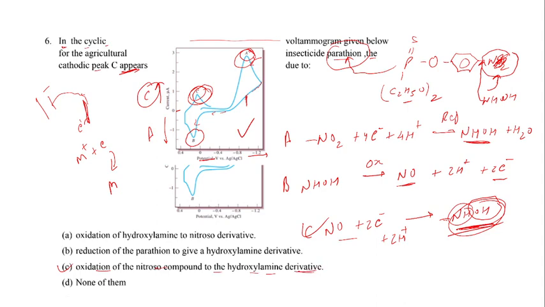So see, oxidation of hydroxyl to nitro derivative happens here at B point. Then reduction of parathion to give hydroxyl derivative. Oxidation, sorry, it is oxidation, right? Reduction of parathion to give it is at A point. So obviously C is the right answer. This is clear. Any doubt up to here?